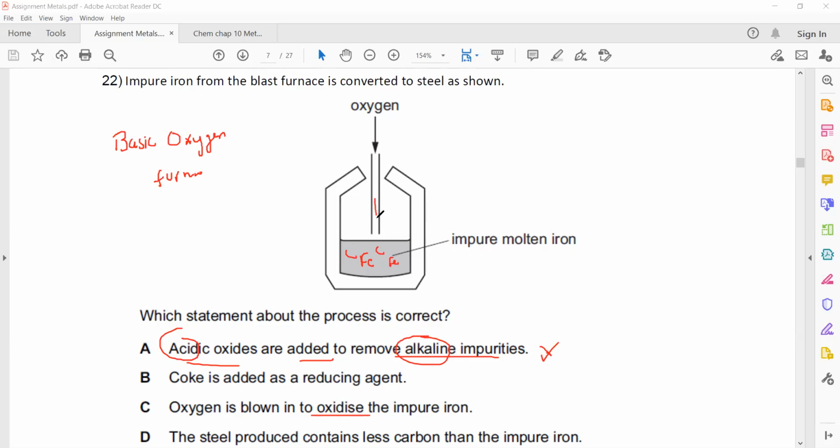It's not added. Oxygen is not added to iron. It's not forming iron oxide. So that's wrong. Steel produced contains less carbon. Why does it contain less carbon? Oxygen reacts with carbon, gives carbon dioxide, which will escape. So it contains less carbon.